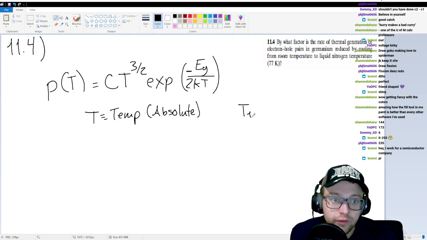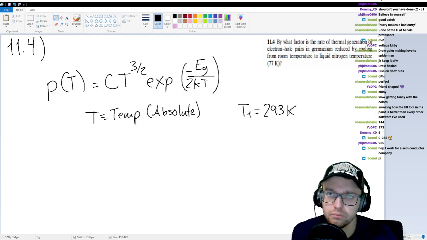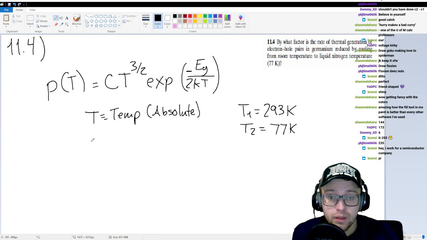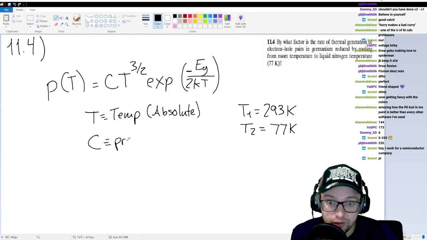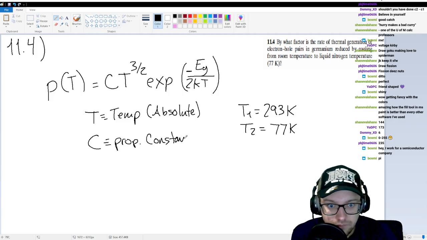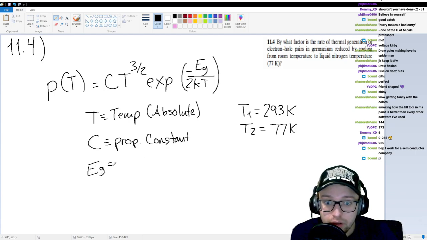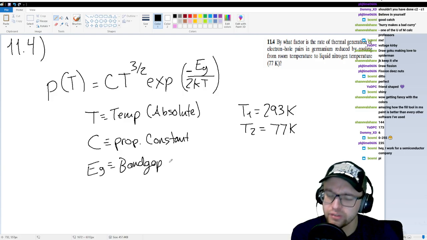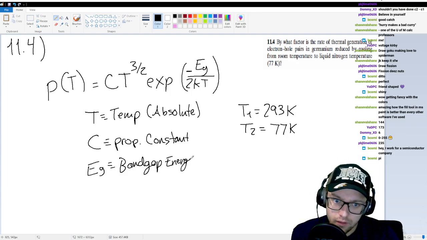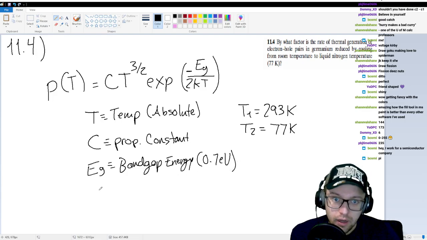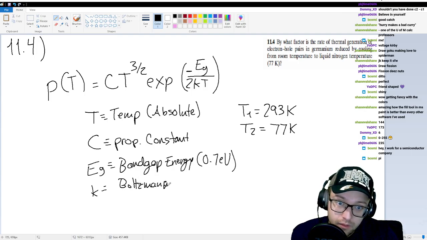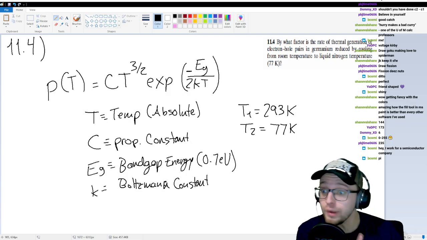And so T1 is going to be 293 Kelvin, right? That's room temperature, that's 20 degrees C. And T2 is 77 K. C is a proportionality constant, so that will go away. E_G is the band gap energy. For germanium, that should be 0.7 eV. k is the Boltzmann constant, which I don't remember off the top of my head, but that's okay because it's going to go away in this problem.